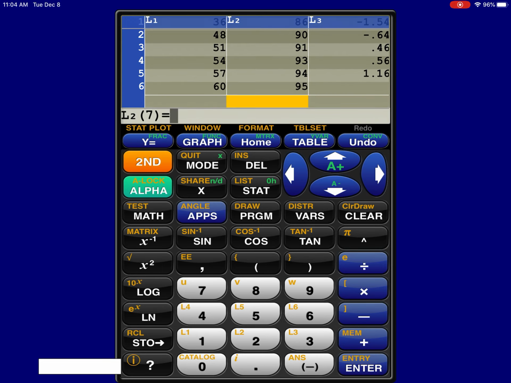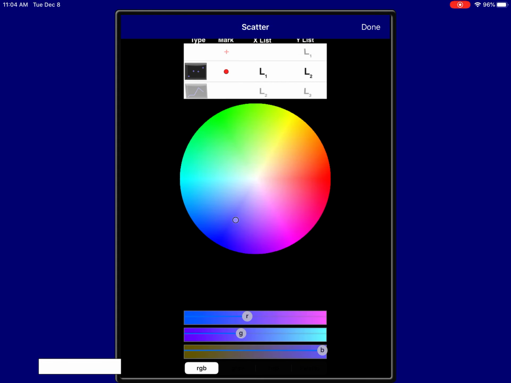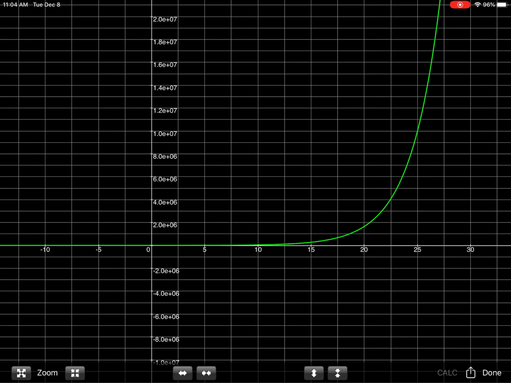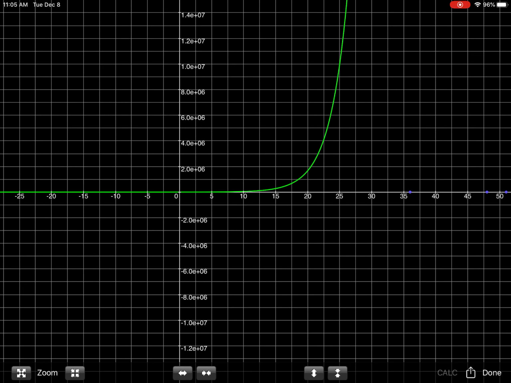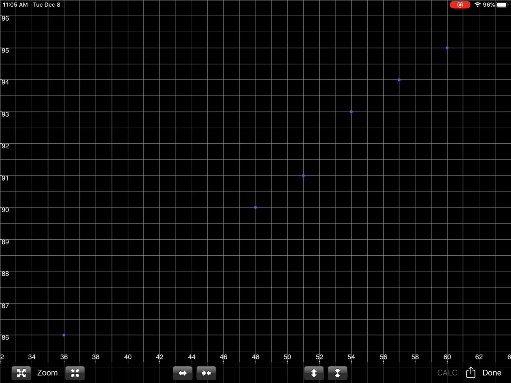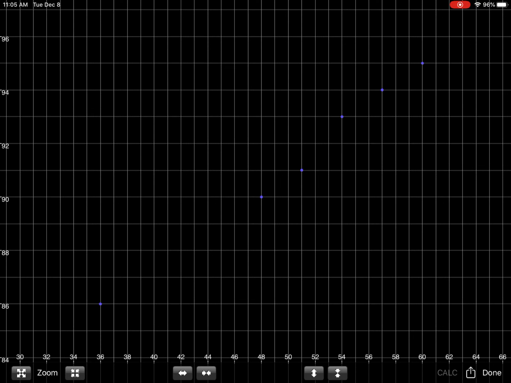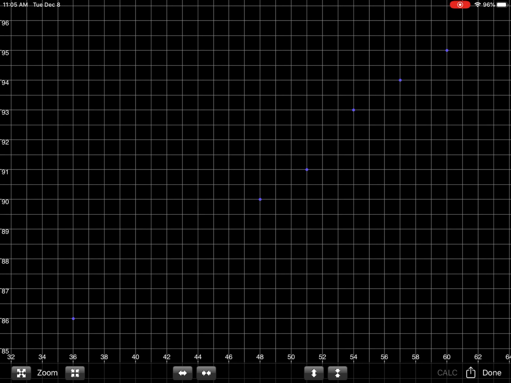Okay, if you wanted to graph this, again, you go to second, y equals, in the top left. Click on the first one there, make sure it says list 1, list 2, press done, and then you can just press graph. Oh, you press zoom, and you have those. That's cool. Didn't know that before. Okay, so there's my graph. It's hard to see, but those blue dots. Okay, so I'm going to press done.